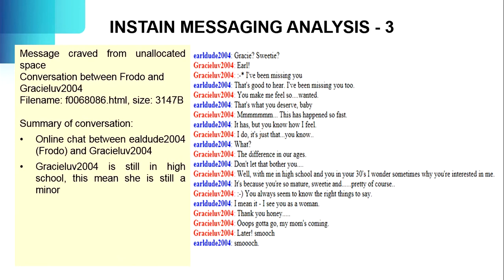Summary of the conversation. Online chat between Eldude2004, which is Frodo, and Gracieslove2004. Gracieslove is still in high school. This means she is still a minor.